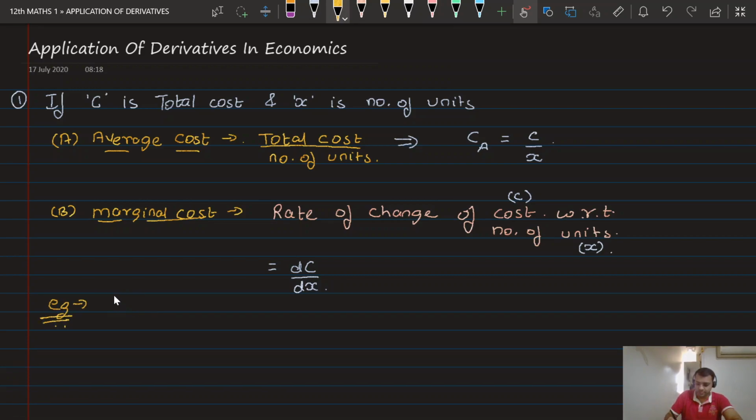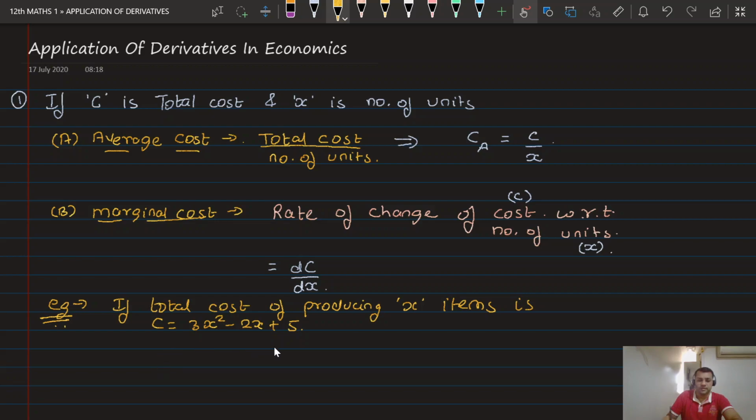Let us take a small example for this. Suppose the question gives me that the total cost of producing X items is C is equal to 3x square plus 2x plus 5, and let us find the marginal cost if X is equal to 7.